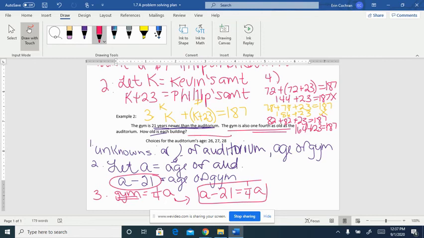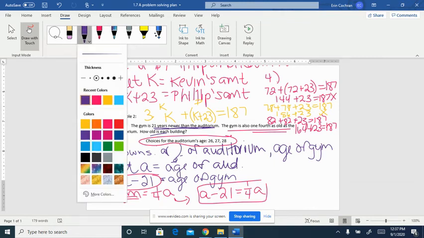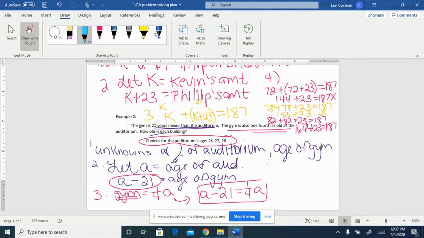Now here are my possible choices for the auditorium's age. We're going to plug those numbers in and see which ones get us our answer. Let's go ahead and try 26. So A is 26. 26 minus 21, is that equal to 1/4 of A, which is 26? 26 minus 21 is 5. Is 1/4 of 26 5? Nope.